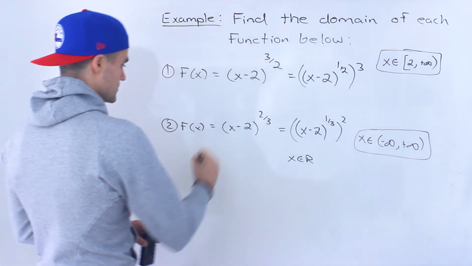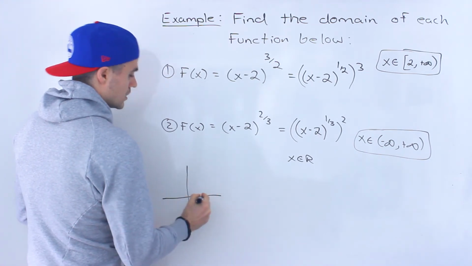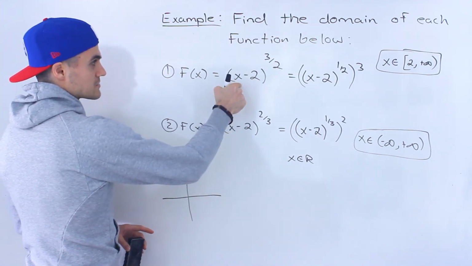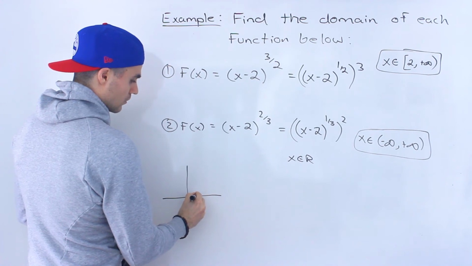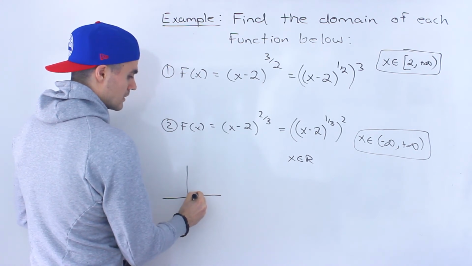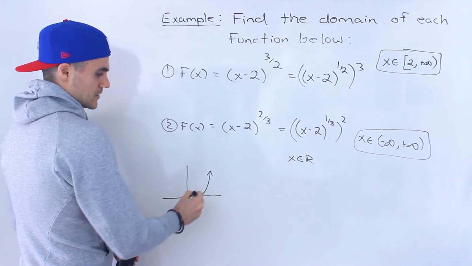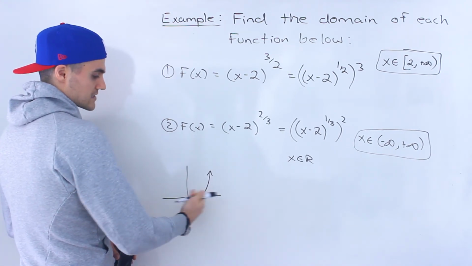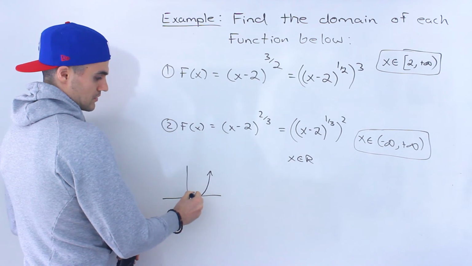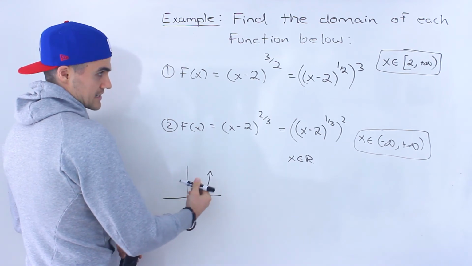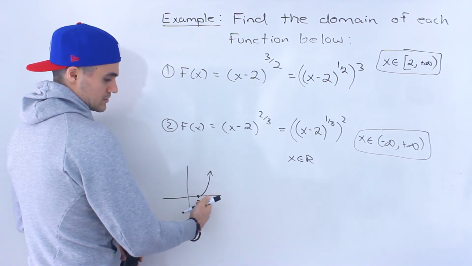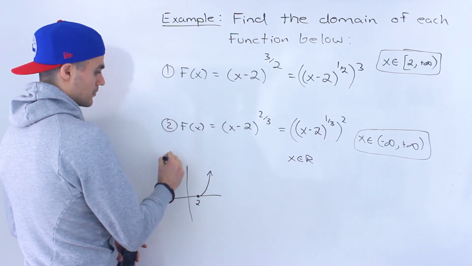And in fact, the difference between these two graphs, the way this graph looks, x minus 2 to the power of 3 over 2, over here we would have 2, and it kind of looks something like this, right? It just continues rising, but there are no x values that are less than 2, so notice that x is greater than or equal to 2. This is graph number 1.